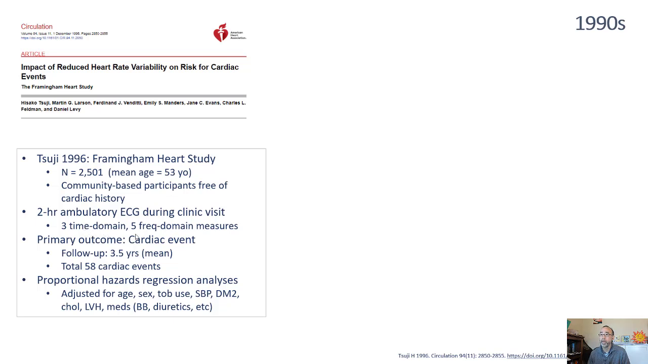look at 3 time domain and 5 frequency domain measures. The primary outcome was cardiac event, which was defined as angina, unstable angina, myocardial infarction, CHF, sudden death or non-sudden cardiac death. And there was a total of 58 cardiac events. And the statistical analysis involved proportional hazards regression analysis. It was adjusted for age, sex, and other clinical measures which were considered important for cardiac mortality or risk.